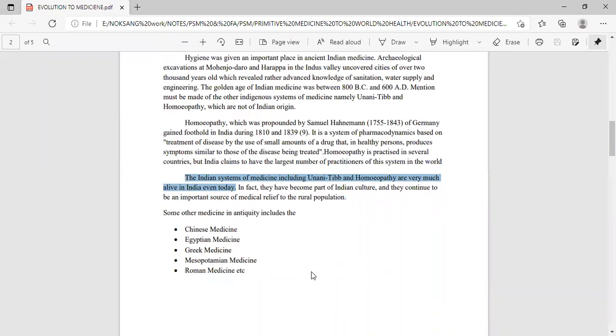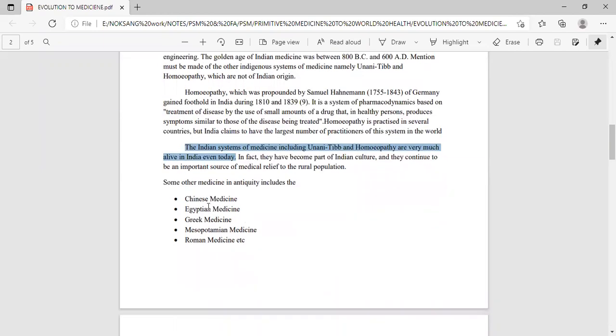Finished? Yes, ma'am. After this, you write this one. Some other medicines include Chinese medicine, Egyptian, Greek, Mesopotamian, and the Roman medicine. You just need to know the names.